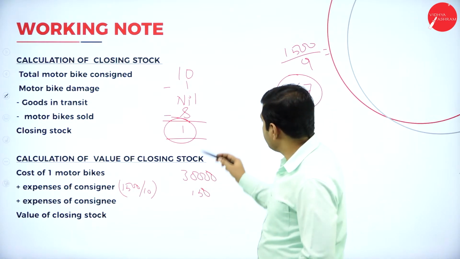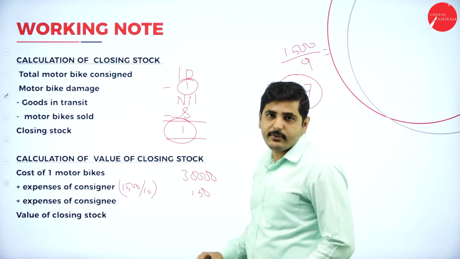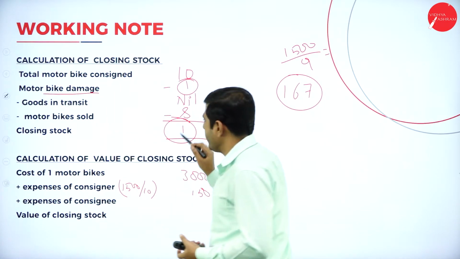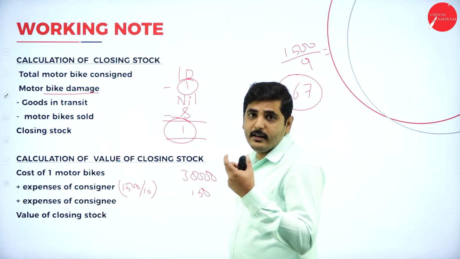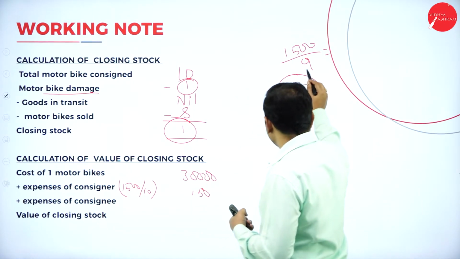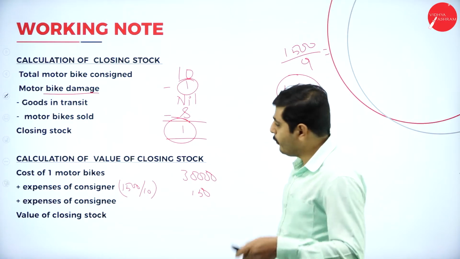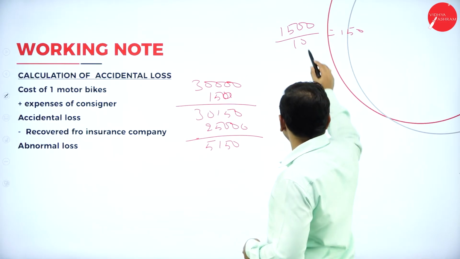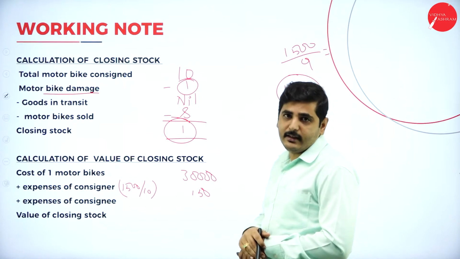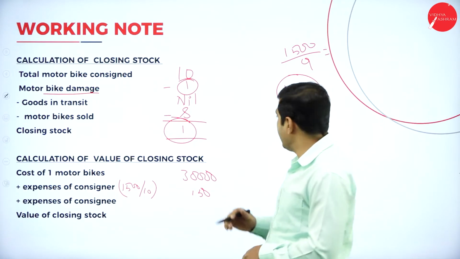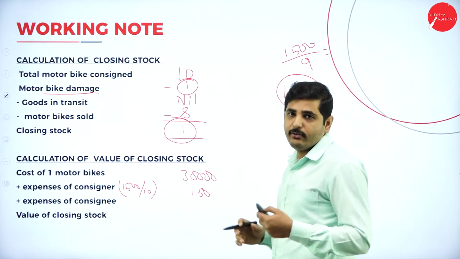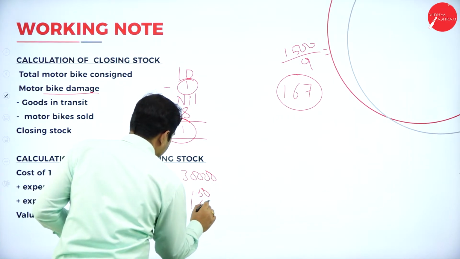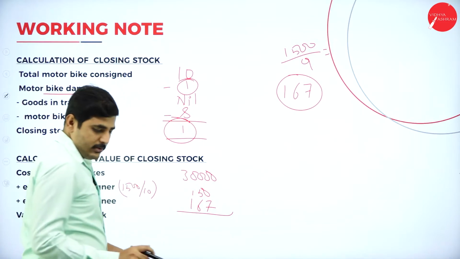Why? Because one motorbike is damaged because of an accident or goods in transit. The damage is one motorbike. Of the remaining motorbikes, how many did he receive? Only 9 motorbikes. On 9 motorbikes, how much has he spent? He has spent 1,500 rupees. So for one motorbike, 1,500 divided by 9 equals 167 rupees he has paid for each motorbike. So add this amount, 167.